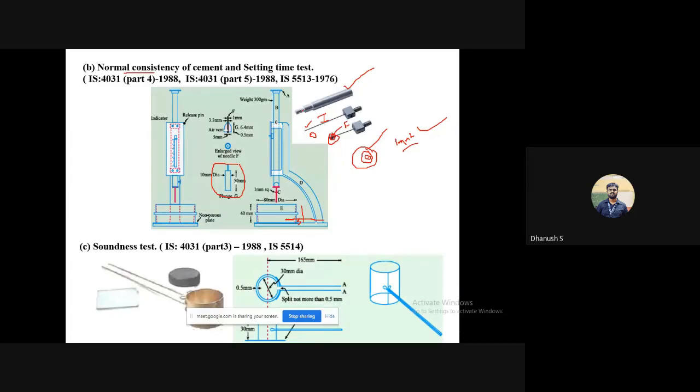Understood? So initial setting time: thin needle, 1 mm square circular cross section, 5 to 7 mm penetration from the bottom. Final setting time: the annular ring arrangement fails to leave an impression on the top surface of the cement. That is the difference. Your final setting time should not be more than 10 hours. So initial setting time should not be less than 30 minutes, and your final setting time should not be more than 10 hours, or 600 minutes, which is the same. Understood? The three different tests that we do using the same equipment.